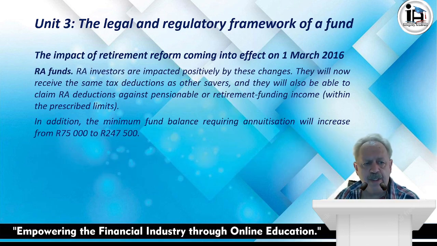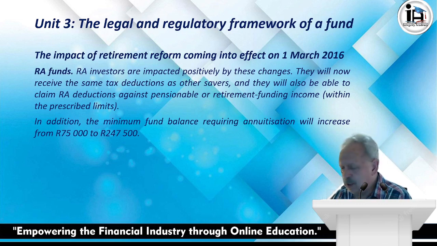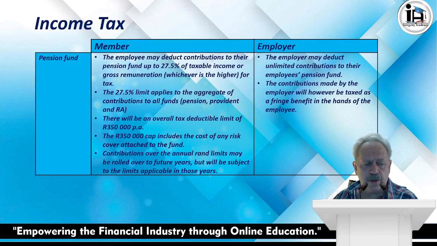If we look at RA funds, RA investors are impacted positively by these changes. They will now receive the same tax deduction as other savers, as they also will be able to claim retirement annuity deductions against pensionable and or retirement funding income within the prescribed limits. In addition, the minimum fund balance that was required for annuitization for a retirement annuity will also increase from 75,000 to 247,500.